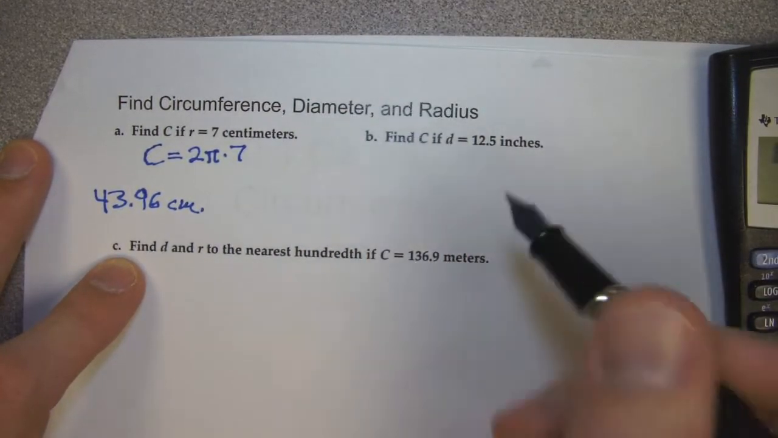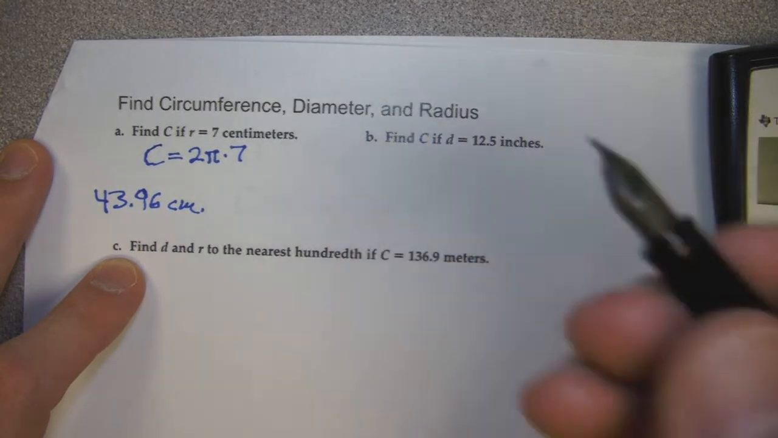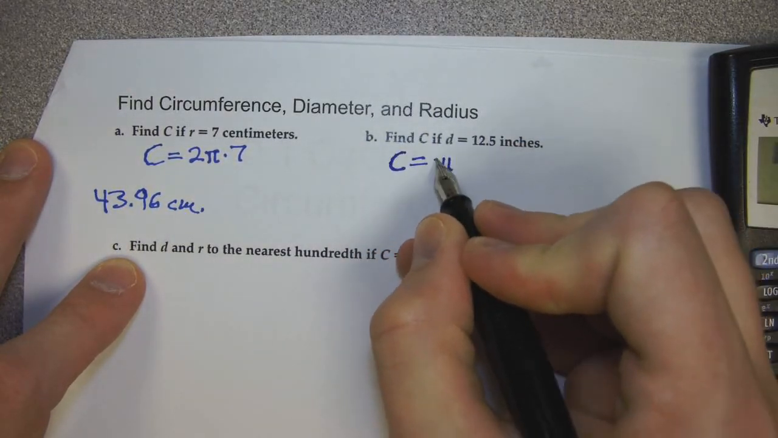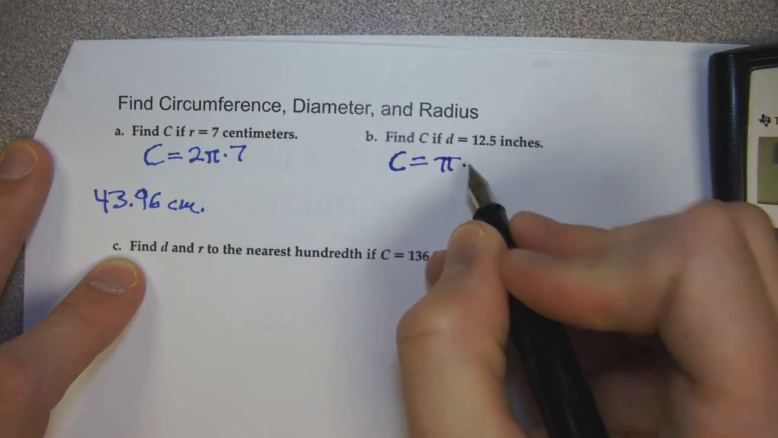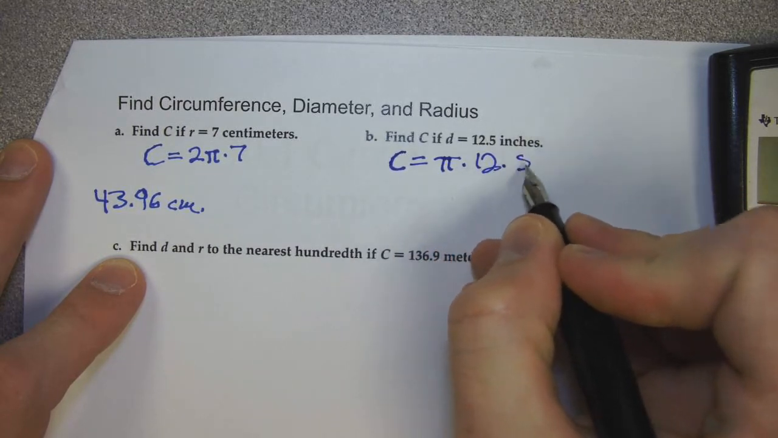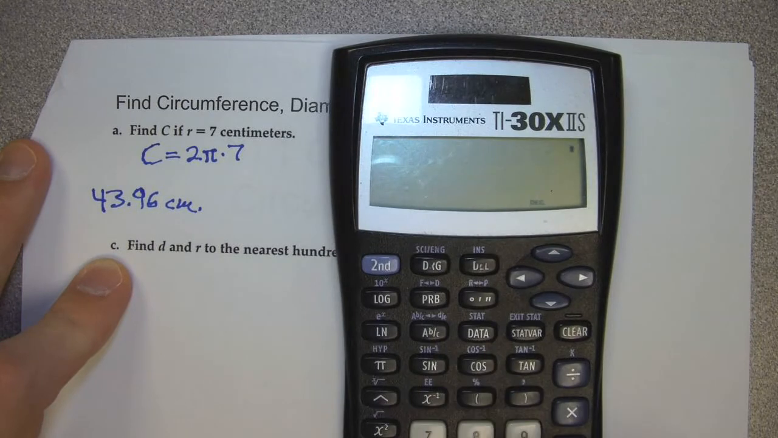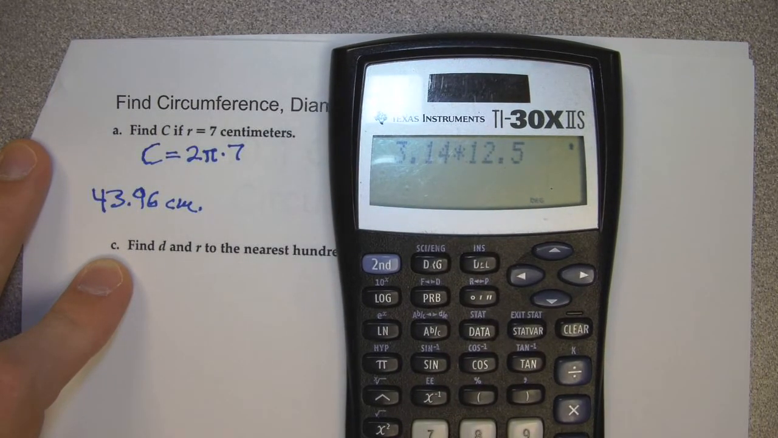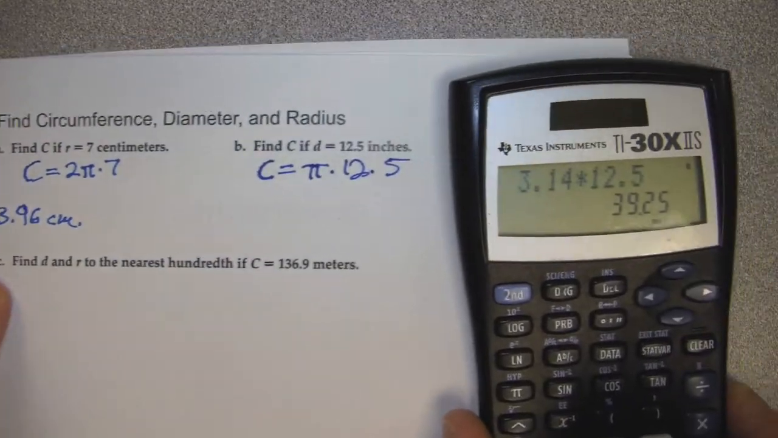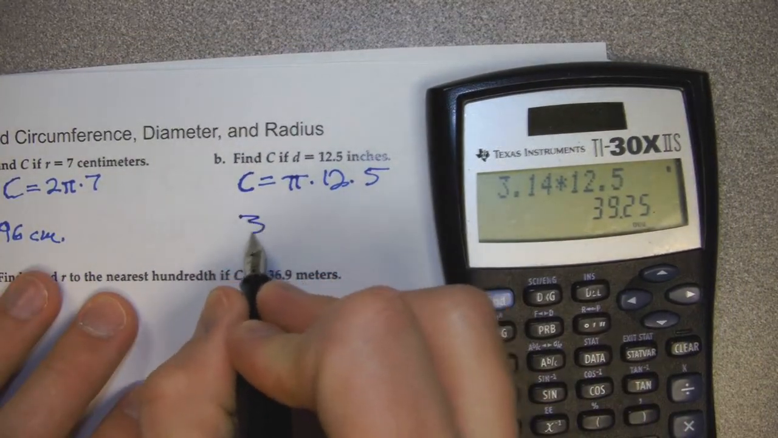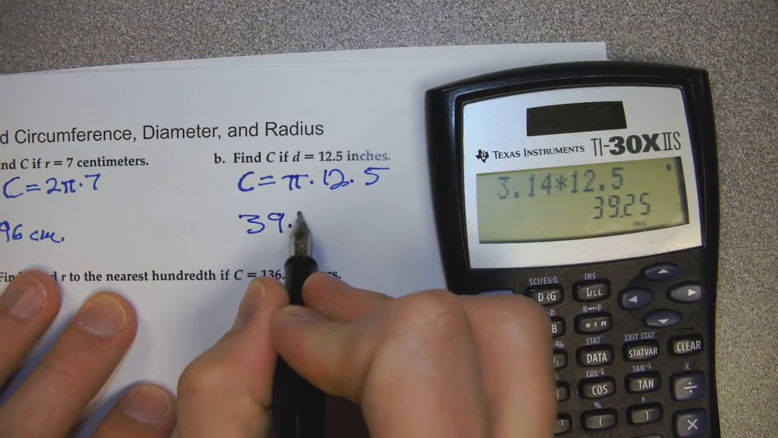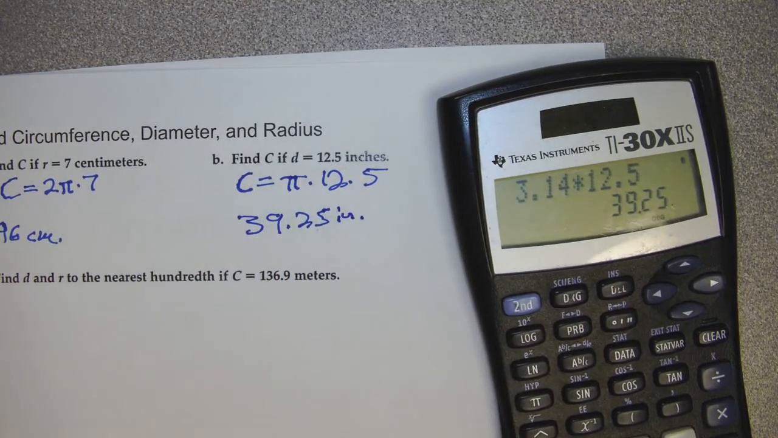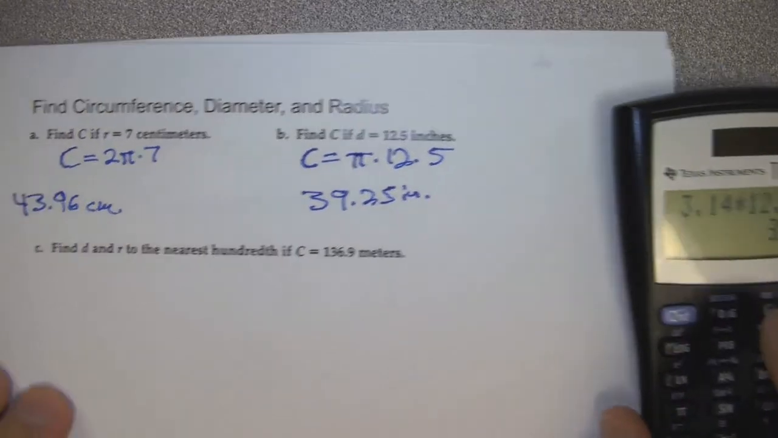We're going to find circumference if our diameter is 12.5 inches. All right. Well, the difference in our formulas there is pretty straightforward. We'll have pi, and this time multiplied by our diameter. So in this case, 12.5. So when I type that into my calculator, 3.14 multiplied by 12.5, we get a nice, neat number, 39 1/4. So 39 1/4 inches. Easy enough.